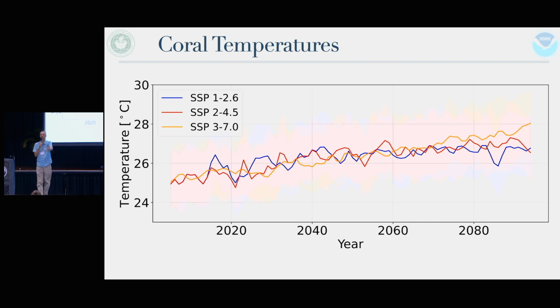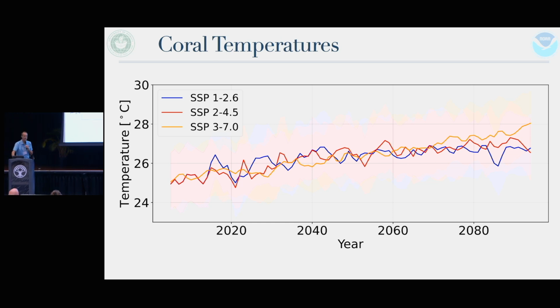We have a momentum. You see in temperature, we don't even start to separate until maybe 2060. By the way, this is 2-year low pass filtered because the annual cycle's crazy. So what we can see is that by the end of the century, though, we do see a separation in these different climate scenarios. This is ocean temperatures, not air temperatures, but we see a roughly 3-degree increase in ocean temperature in the worst case scenario.